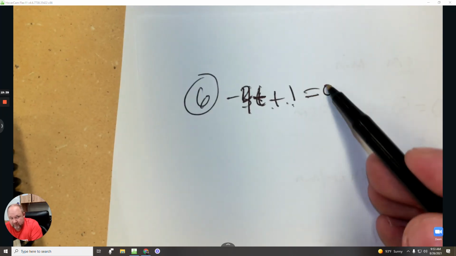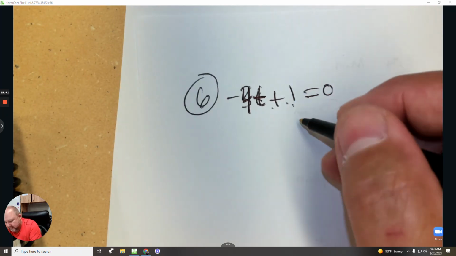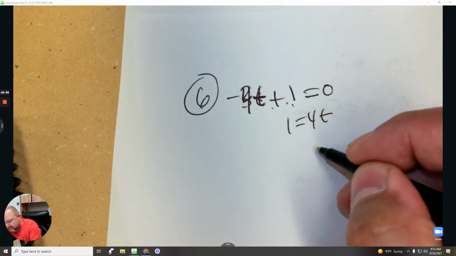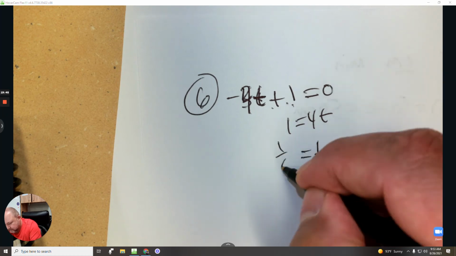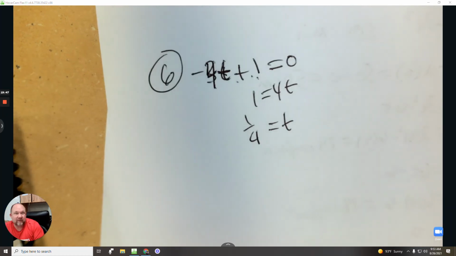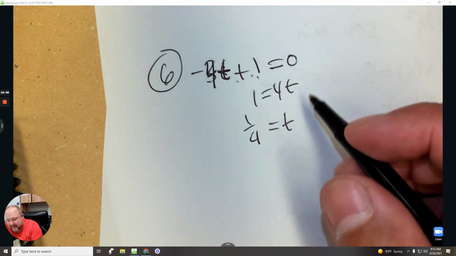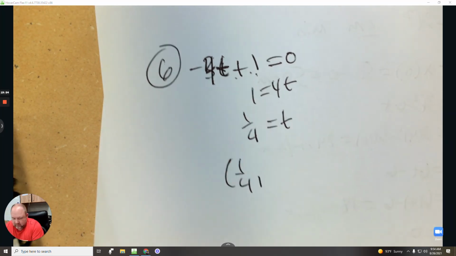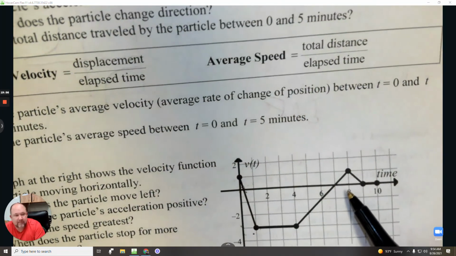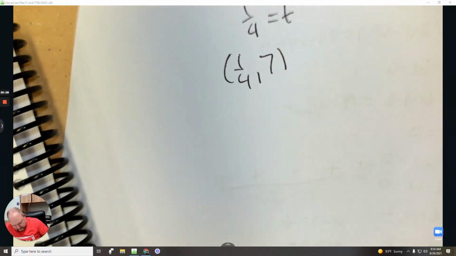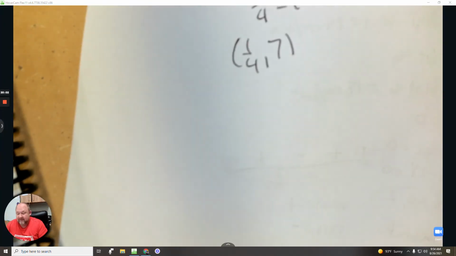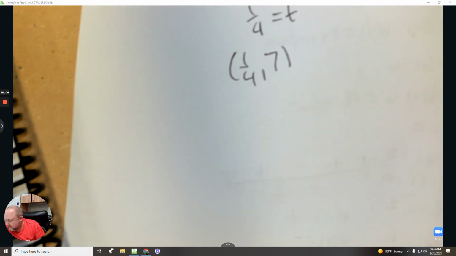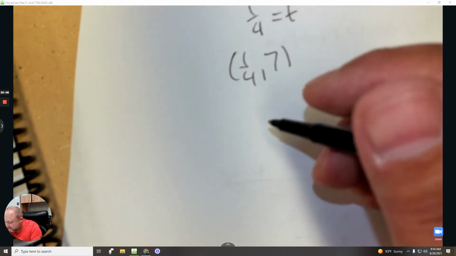I want to know the intercept, so make it equal to 0. So you're going to add 4t and divide by 4. So without doing that, I can't just say it kind of looks like, you've got to do some math to understand it. And so to begin with, from negative a quarter, when does it stop being below, is right here at 7. So from negative a quarter to 7, it's moving left.